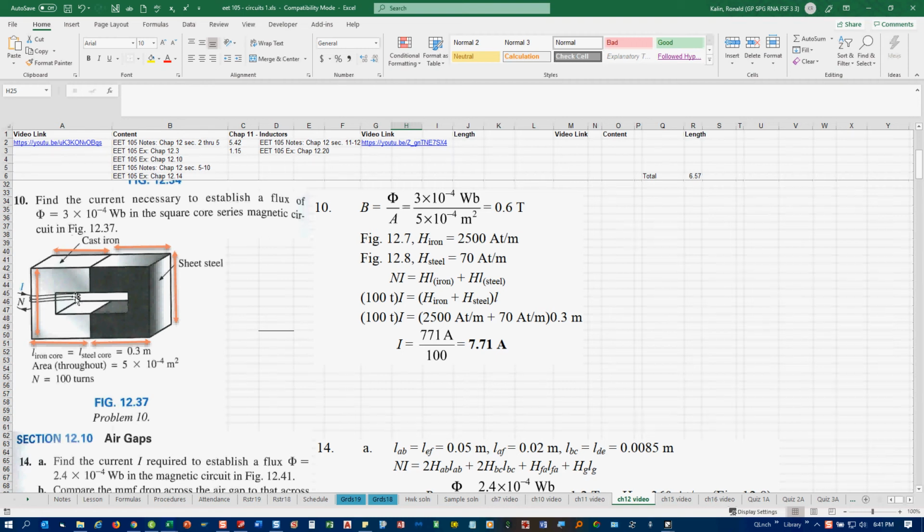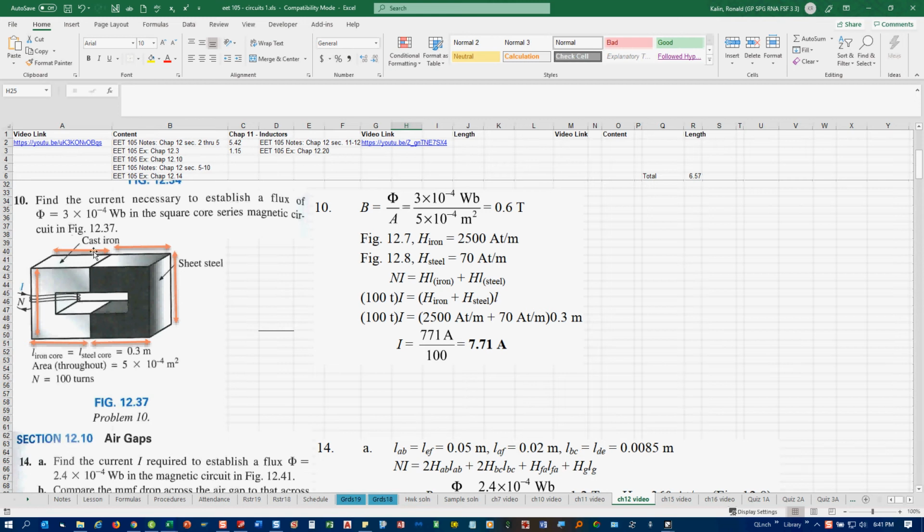You have a coil wrapped around this part of the core, and then it's going to create a magnetic loop right here. That's what they mean by series. You have two different types of cores here. This lighter color is a cast iron. The darker color is a sheet steel. You're given that the length, this is not I, it's L, L of the iron core equals L of the steel core, which equals 0.3 meters.